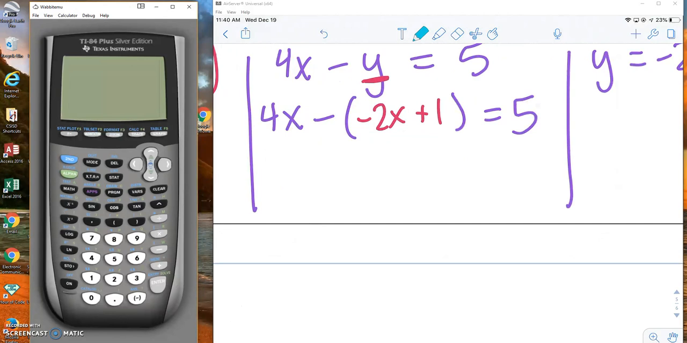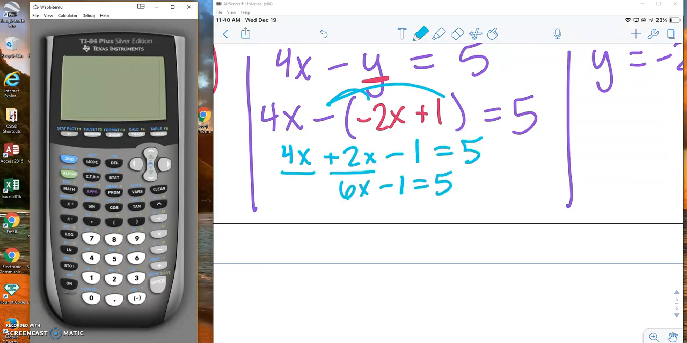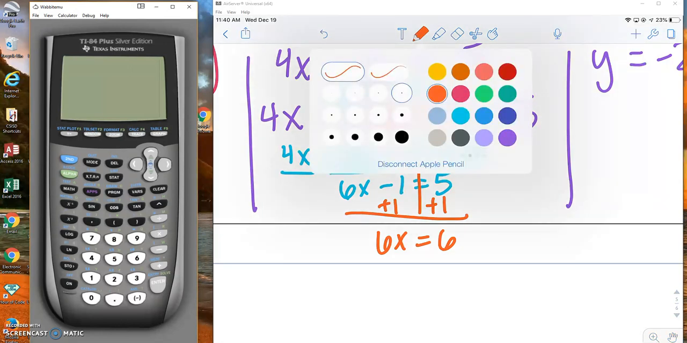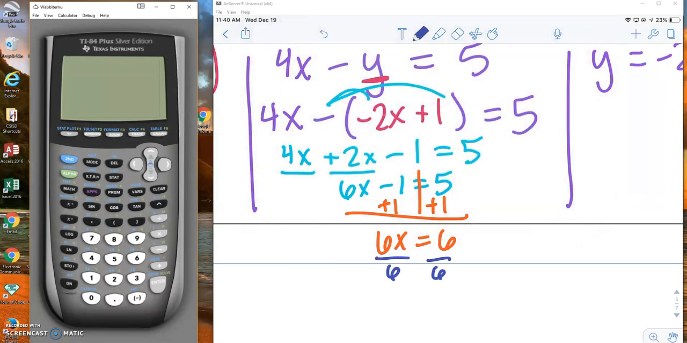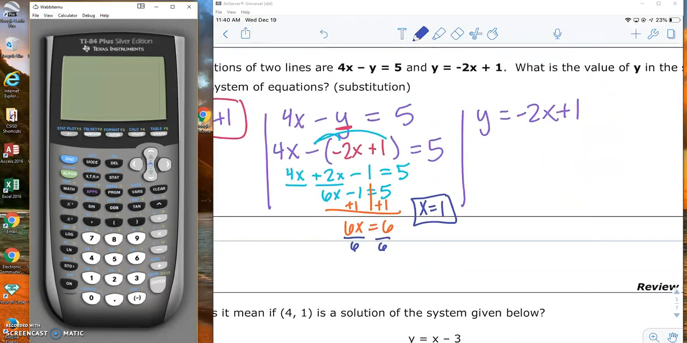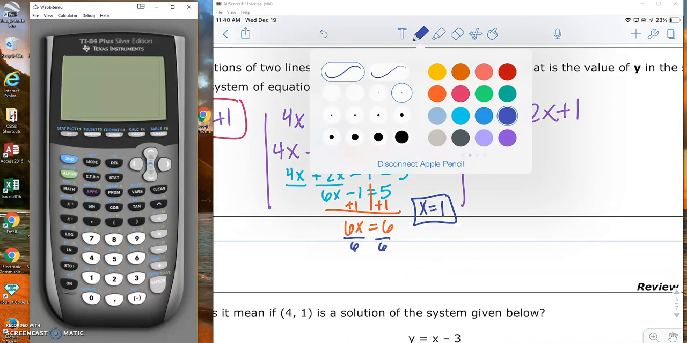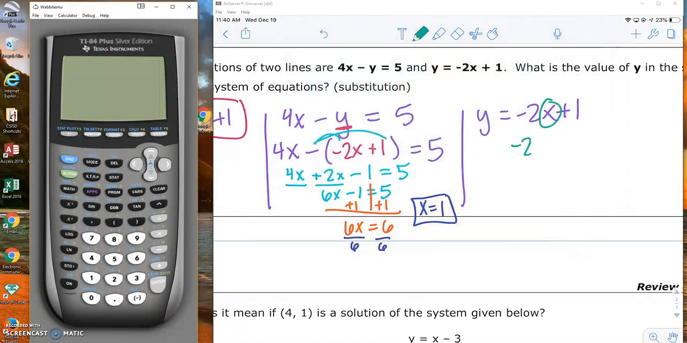So now I'm solving for x using don't call me after midnight. So plus 2x minus 1 equals 5. Combine like terms, so 6x minus 1 equals 5. Add 1 to both sides, so 6x equals 6. And divide by 6, so x equals 1. Then, in order to find y, I'm going to take x and replace it with 1, because that's what x equals.